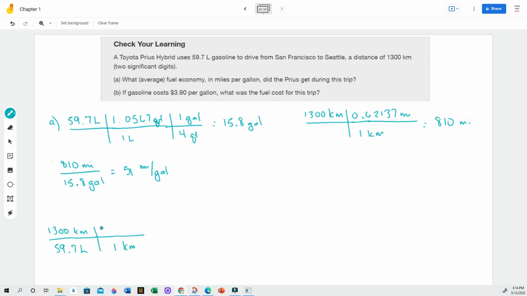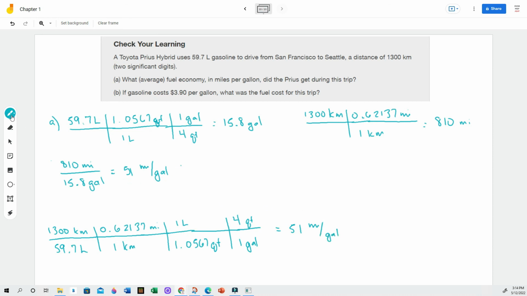So in 1 kilometer, I have 0.62137 miles. And now I'm going to take care of my liters here. So in 1 liter, there are 1.0567 quarts. And of course, there are 4 quarts in 1 gallon. Okay, so this also, when I do this calculation, gives me 51 miles per gallon, which is exactly what I got up here.